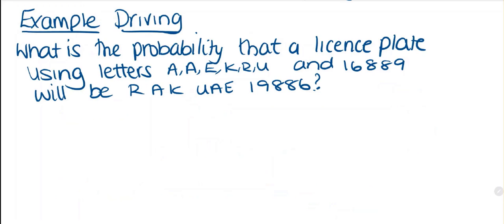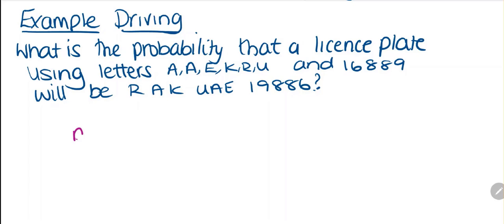Okay, so a driving example. What is the probability that a license plate using the letters A, E, K, R, U and the numbers 1, 6, 8, 8, 9 will be RAK for Ras Al Khaimah, UAE 19886?